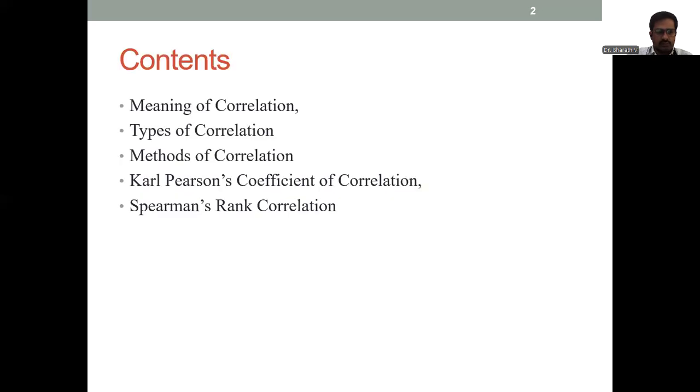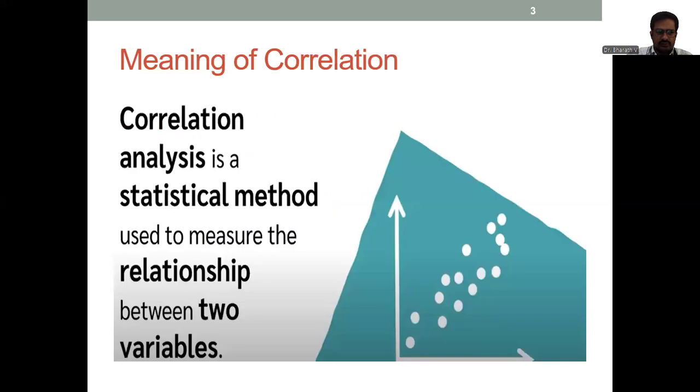The contents of the correlation video are: what exactly correlation is, why we use correlation analysis in statistics and in business, what the different types of correlation are, and what the methods of calculating the correlation between two variables are. That is the Karl Pearson coefficient of correlation and the Spearman correlation. These are the two important methods of correlation, and I'm going to give you the detailed steps for these two methods.